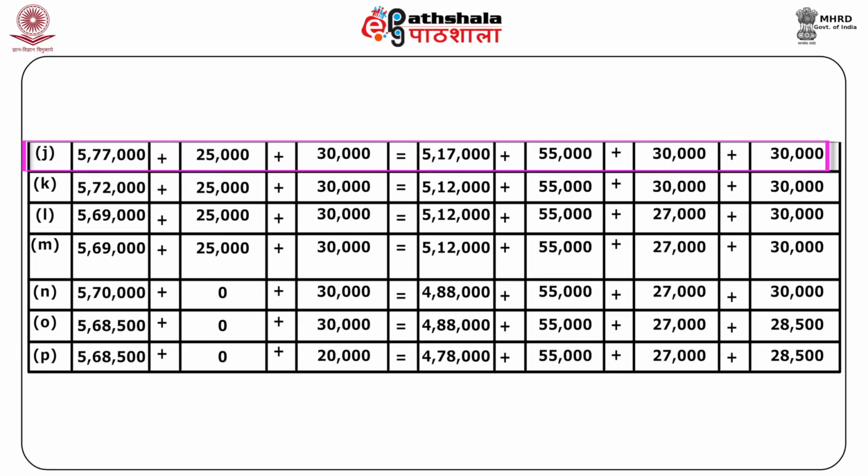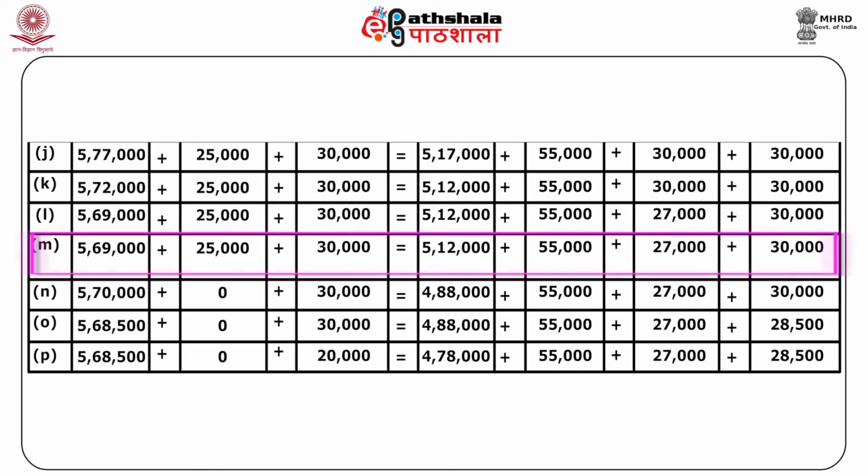On J part, we have 5,77,000 of capital plus 25,000 of creditors plus 30,000 of liability, which will give you 5,17,000 plus 55,000 plus 30,000 plus again 30,000. On K part, we have 5,72,000 of capital plus 25,000 of creditors plus 30,000 of liabilities, which will give 5,12,000 of cash plus 55,000 of stock plus 30,000 of furniture plus 30,000 of debtors.